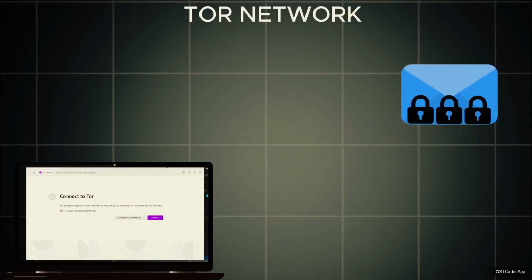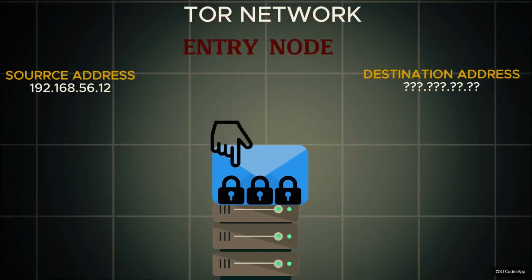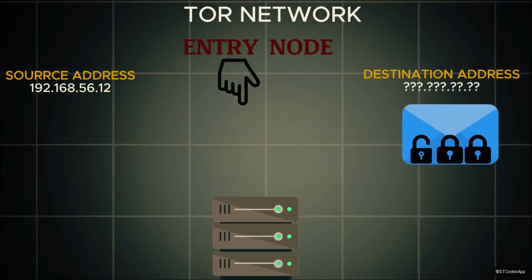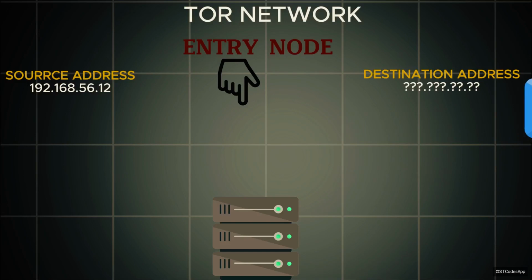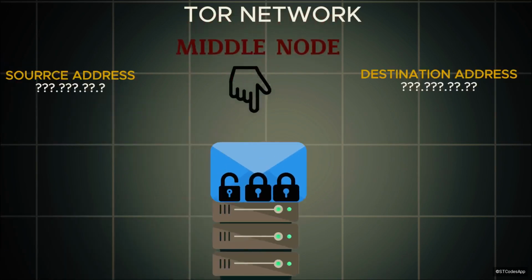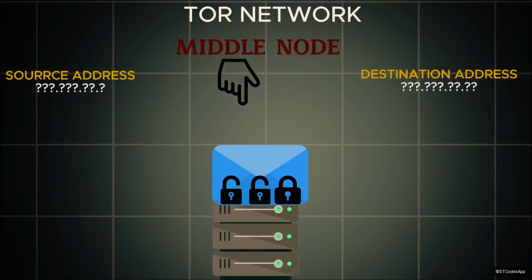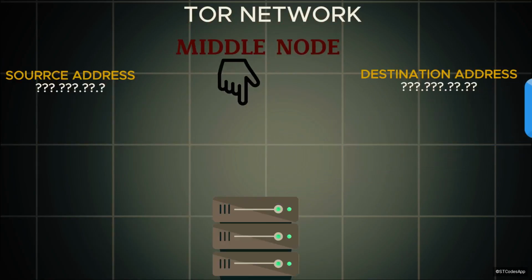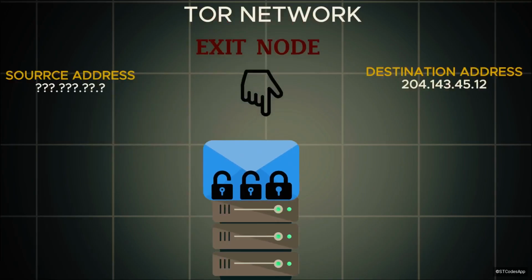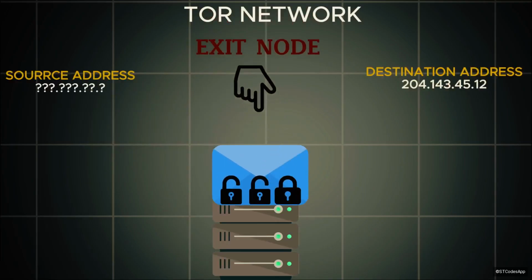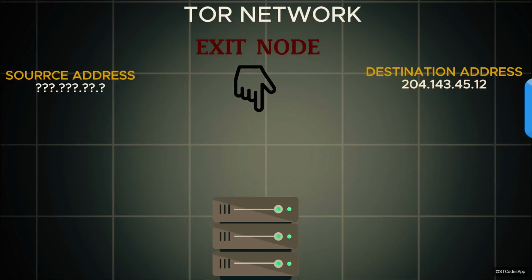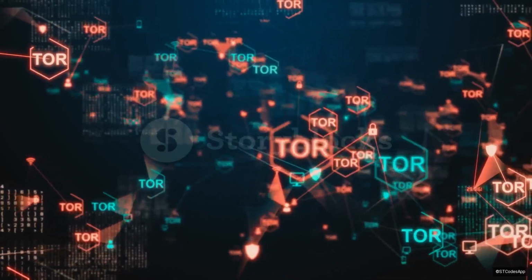When the data is sent out, each node does its part. The entry node removes the first layer. It knows you started the connection but has no clue where it's ultimately headed. The middle node just passes the baton. It can't see where the message came from or where it's going. It's the blind middleman. The exit node decrypts the final layer and delivers the message to its destination. It sees the target, but not the sender. No single node has the whole story.